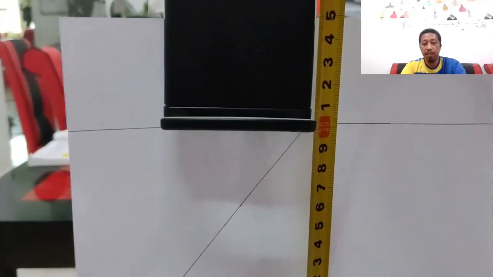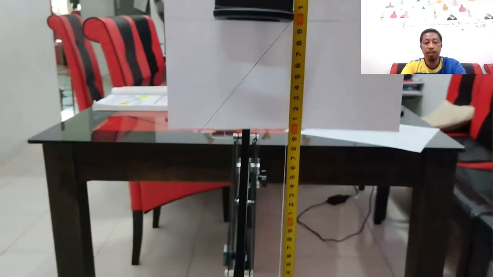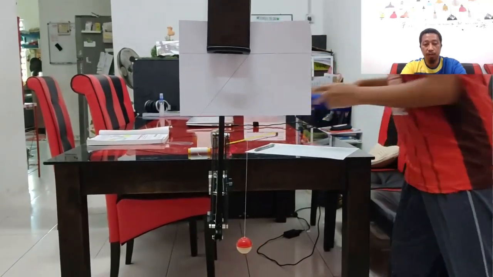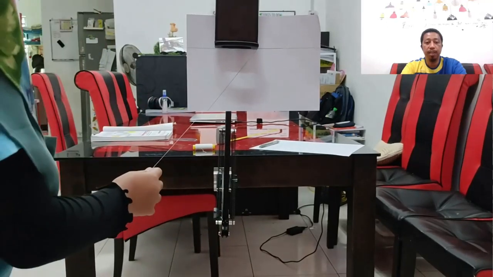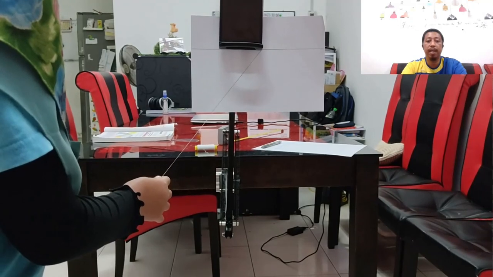Now we'll go for a different length, 30 cm. We measured 30 cm already here. We change the length of the string of the pendulum to 30 cm. For my next video, I will fast forward because we only repeat the same procedure, only the different now is the length of the pendulum.